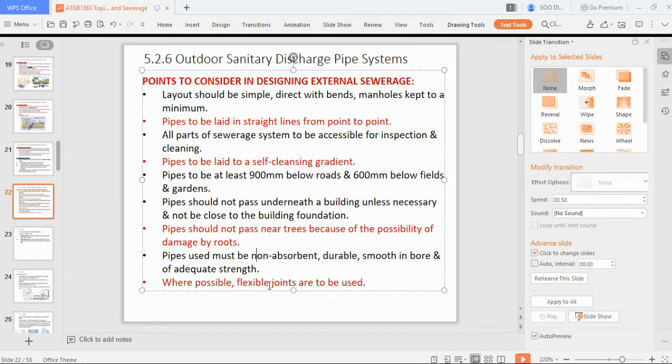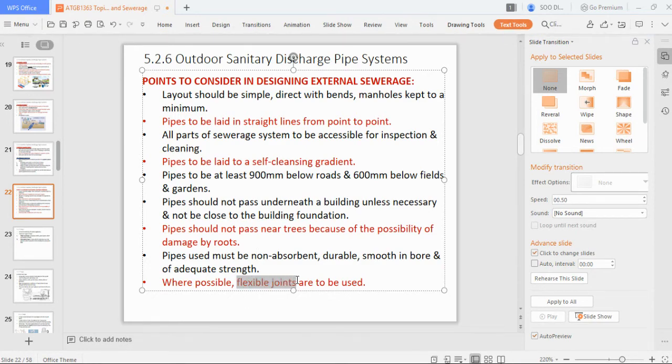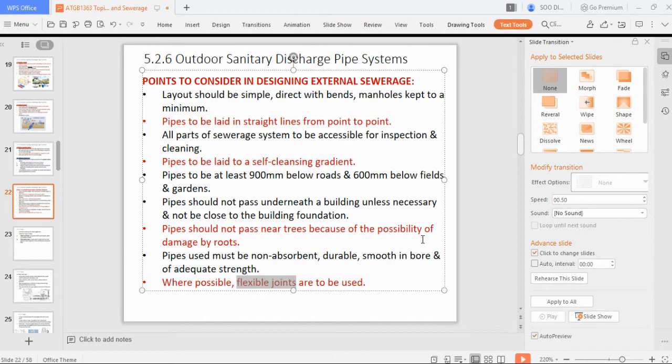So why do we want to use a flexible joint? Because water, when it is flowing, has some sort of impact. So when you have a flexible joint, instead of the material absorbing all the impact, the material is able to have an allowance of movement to reduce the impact of the flow of water. So that's why, where possible, you want to use a flexible joint.